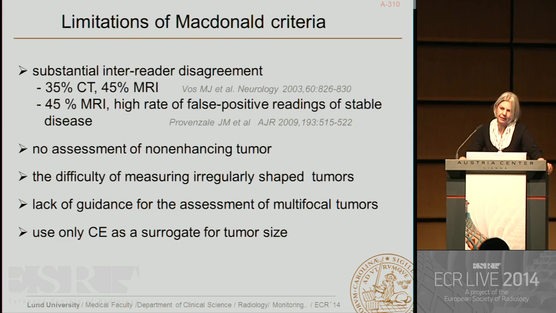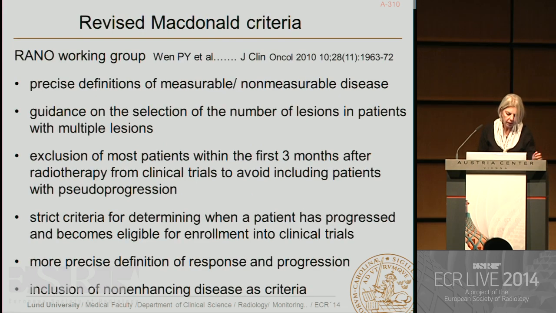So what are the limitations that we have with the Macdonald criteria, which actually resulted in some changes in 2010? Well, first of all, there is shown to be a substantial intra-reader disagreement between different readers, both when it comes to reading CTs as well as MRs, when you try to use these criteria of size and contrast enhancement. Secondly, which is maybe more important, is the fact that there is no assessment of the non-contrast enhancing area at that time, and that only contrast enhancement was used as a surrogate marker for progression of tumor, which is not the truth.